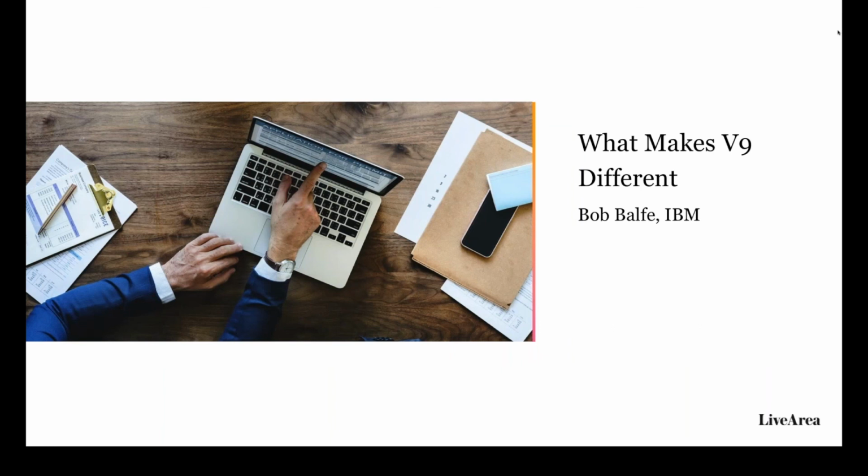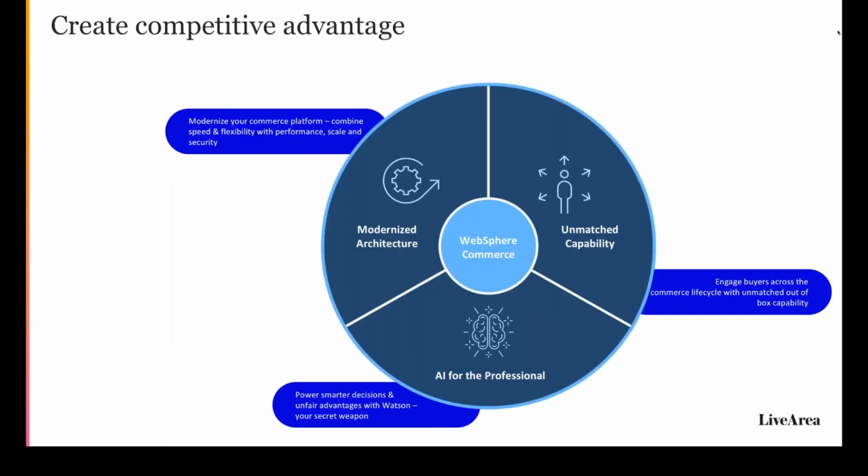Bob, can you talk us through what makes V9 different? Yeah, absolutely. And this version is very exciting to me. I've been with WebSphere Commerce for a very long time. I've seen it grow into what it is today. And with version 9, you're really getting a modernized architecture for your e-commerce platform, where we're combining speed and flexibility with performance and scale and security.